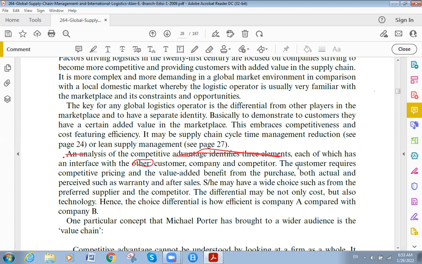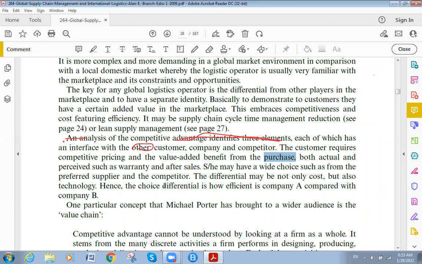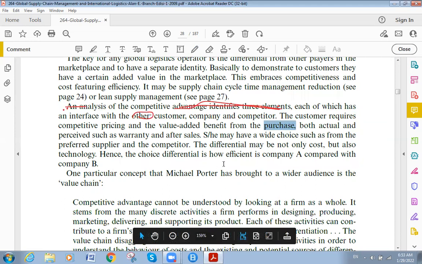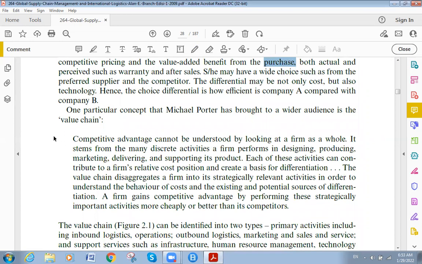The customer requires competitive pricing and value-added benefit from purchases, both actual and perceived, such as warranty and after sales. This is what the customer wants. He or she may have a wide choice, such as from the preferred supplier and the competitor. The differential may be not only cost, but also technology.